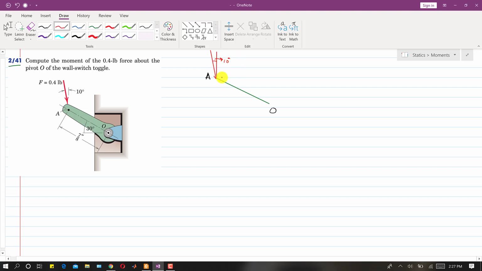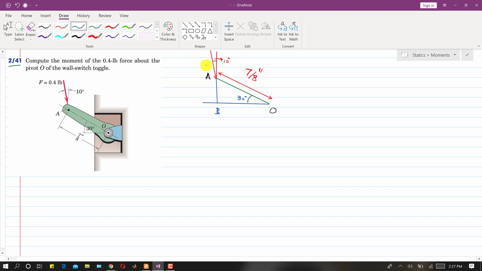Here the AO length is also given, which is 7 divided by 8 inches. The angle with the horizontal is also given, so this angle is 30 degrees. Let me draw this line as well. Let's suppose this point is B.